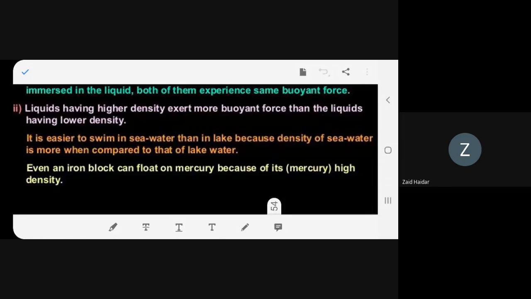The second factor is the density of liquids. What we saw is, the more the density of the liquid, the more will be the buoyant force. And that's the reason you can swim in seawater, because seawater has higher density than fresh water, that is, the lake.